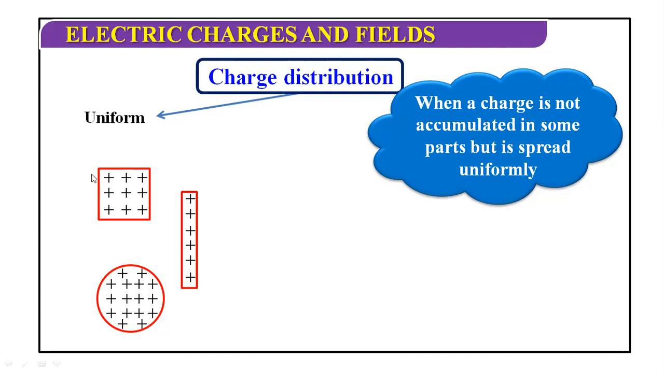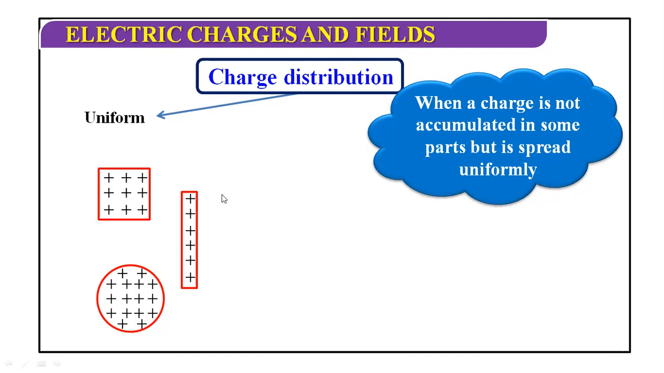Now you see this square, in the left side we have three charges, in the right side we have three charges, in the top of the square three charges, middle of the square three charges, and the bottom of the square three charges. So if you see any part of the square, we have an equal amount of charges present there. So this is an example of uniform charge distribution.